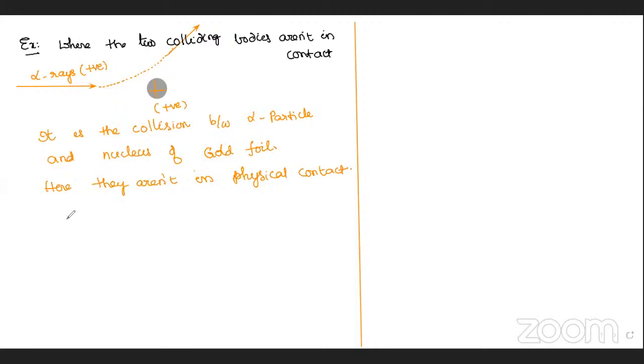Keep in mind, already I told, inelastic collision means M1 U1 bar plus M2 U2 bar equals M1 V1 bar plus M2 V2 bar. This is inelastic collision obeying the law of conservation of linear momentum.